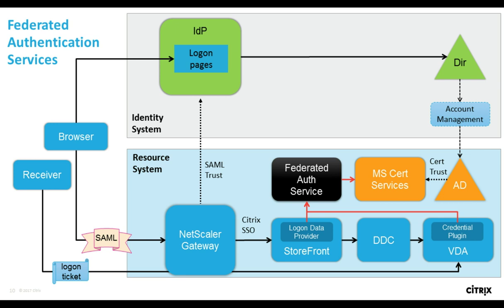Then you have your resource systems, which is effectively your NetScaler gateways, your federated auth services that sit there as well, your Microsoft cert services, and then the trust cert basically goes back and forth between the Active Directory. And then from there, you've got storefront, your DDCs, and your VDAs. And then if you look all the way on the very left, you'll see the receiver and the browser that are either going to talk via SAML or the logon tickets that are available to you.